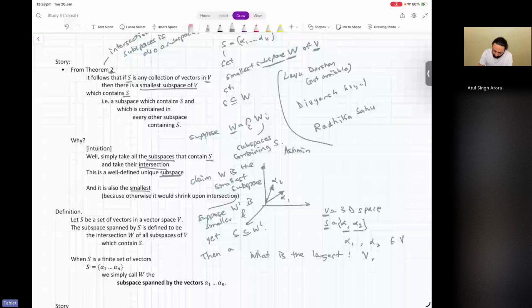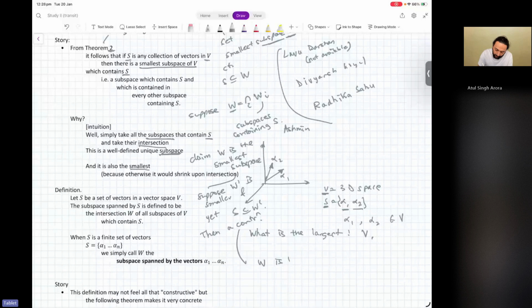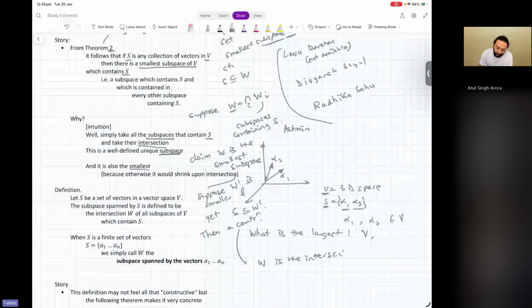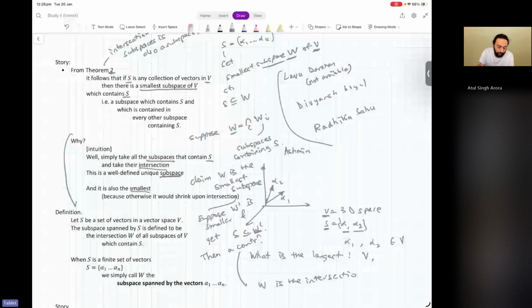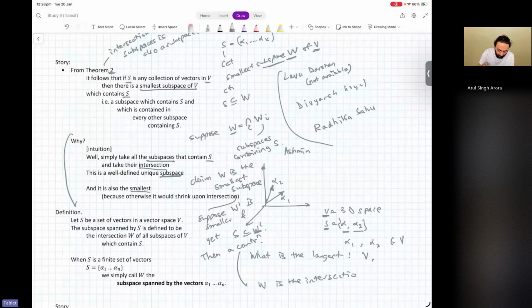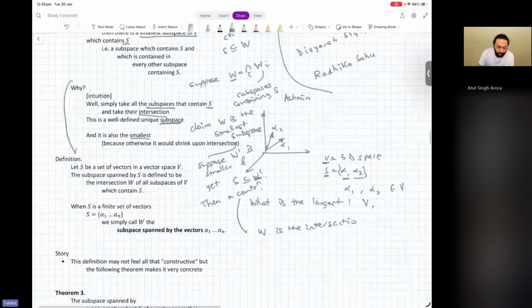So what is the contradiction? The contradiction is that W is already the intersection. So obviously, if it was intersecting with W prime, it cannot be bigger than W prime. So it has to be this. Therefore, this is the intuition for why one can ascribe the notion of a smallest subspace associated with a set of vectors S. Is this okay? Yeah. Okay, fantastic.